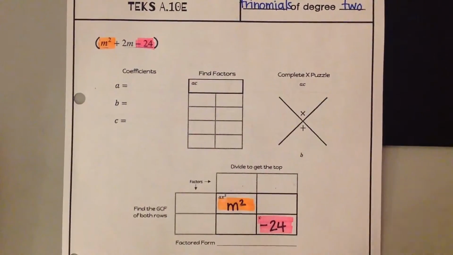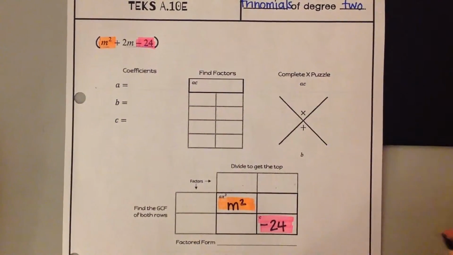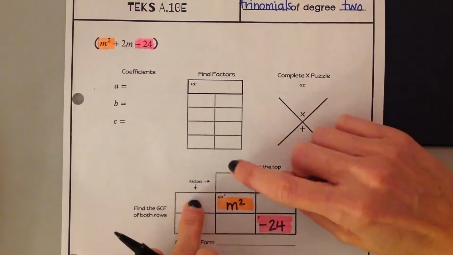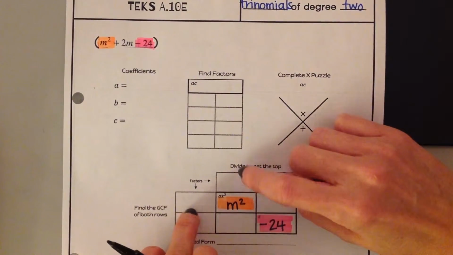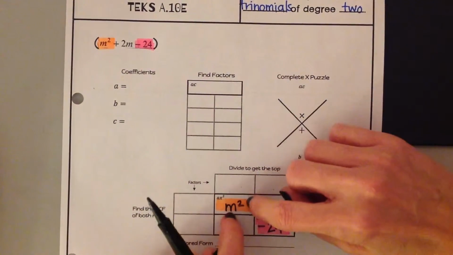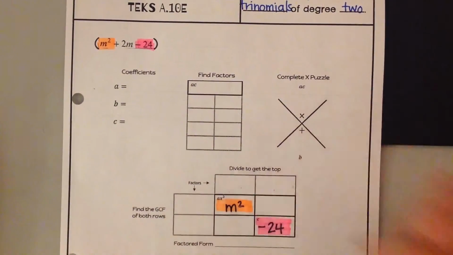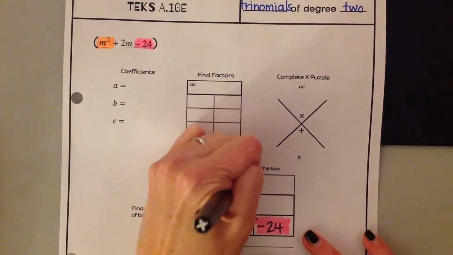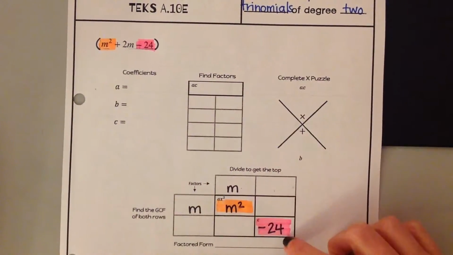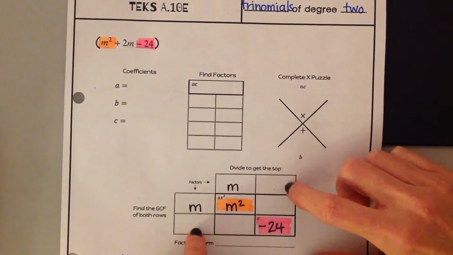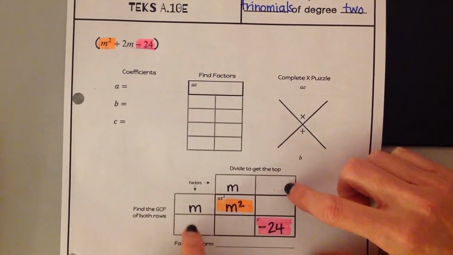Now I'm going to use some of my knowledge about multiplying to help me fill in my first column and top row factors. So I've got to think, what times what is going to fill in this box with m squared? And hopefully you said m. M times m is going to make m squared.